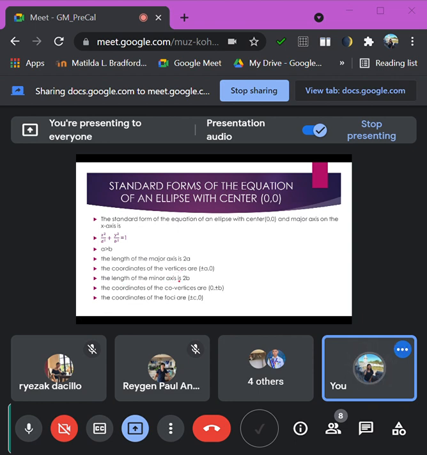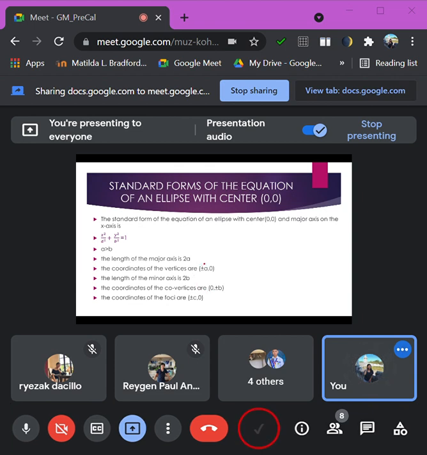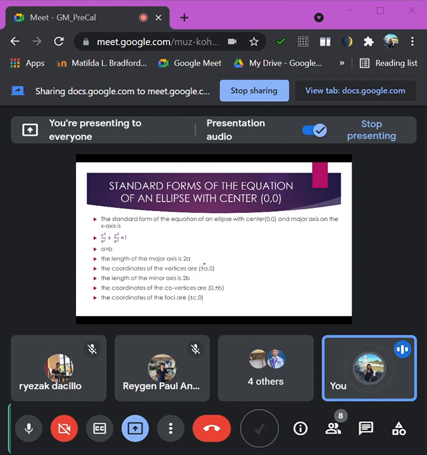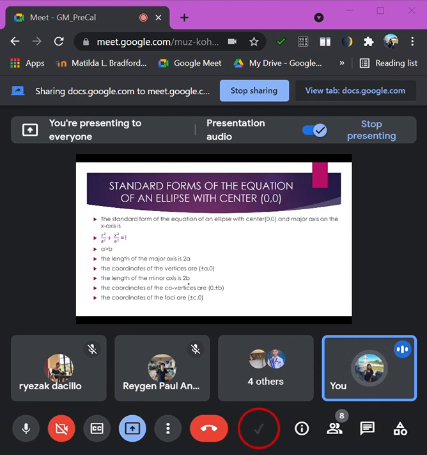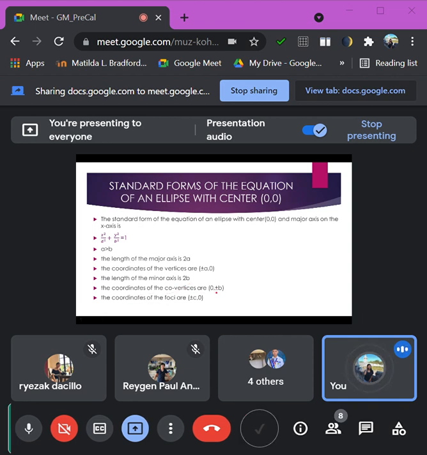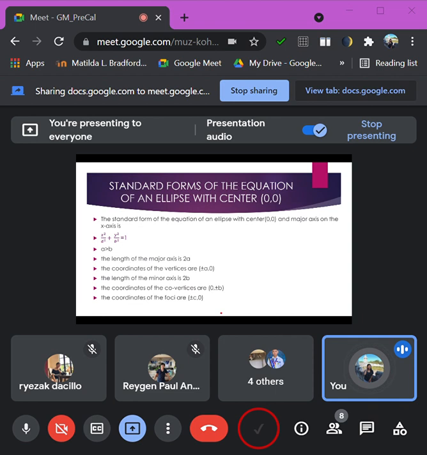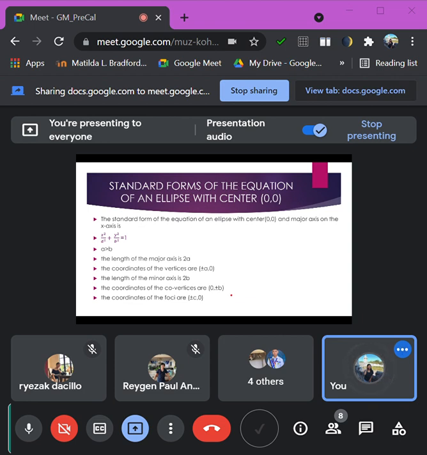While the length of the minor axis is 2b. That one is vertical because its b is smaller. So you take the value of your b and then multiply by 2, and you get your minor axis. And the coordinates of your co-vertices, since it is vertical, the x is 0, and the y could be positive, negative b. Whatever the value of your b, substitute it there. Okay? And the coordinates are positive, negative because one goes up and the other goes down, class.